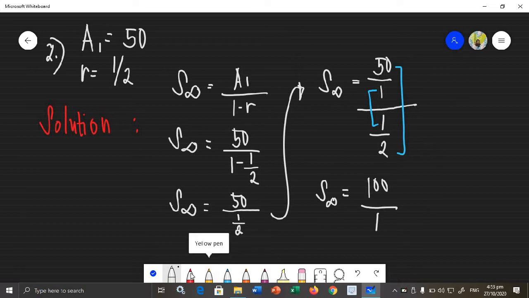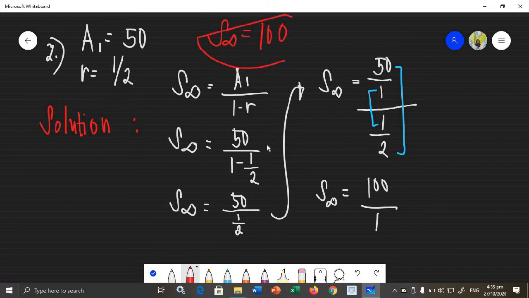So, S sub infinity is equal to 100 over 1, can be written simply as 100. So, therefore, the sum of infinite terms of given number 2 is 100.